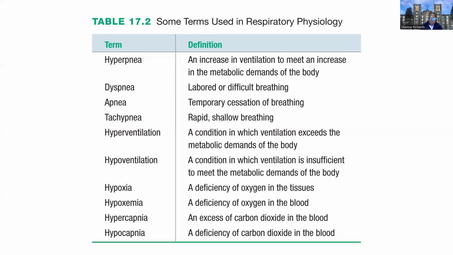Tachypnea is rapid shallow breathing, which is similar to hyperventilation. And then other things in terms of the oxygen use, hypoxia versus hypoxemia. So hypoxia is a deficient oxygen in the tissues. Hypoxemia, deficient oxygen in the blood. And then hypercapnia and hypocapnia are relevant to carbon dioxide, both of these in the blood, okay? Either excess CO2 in the blood, which is hypercapnia, or a deficiency of CO2, which is hypocapnia.